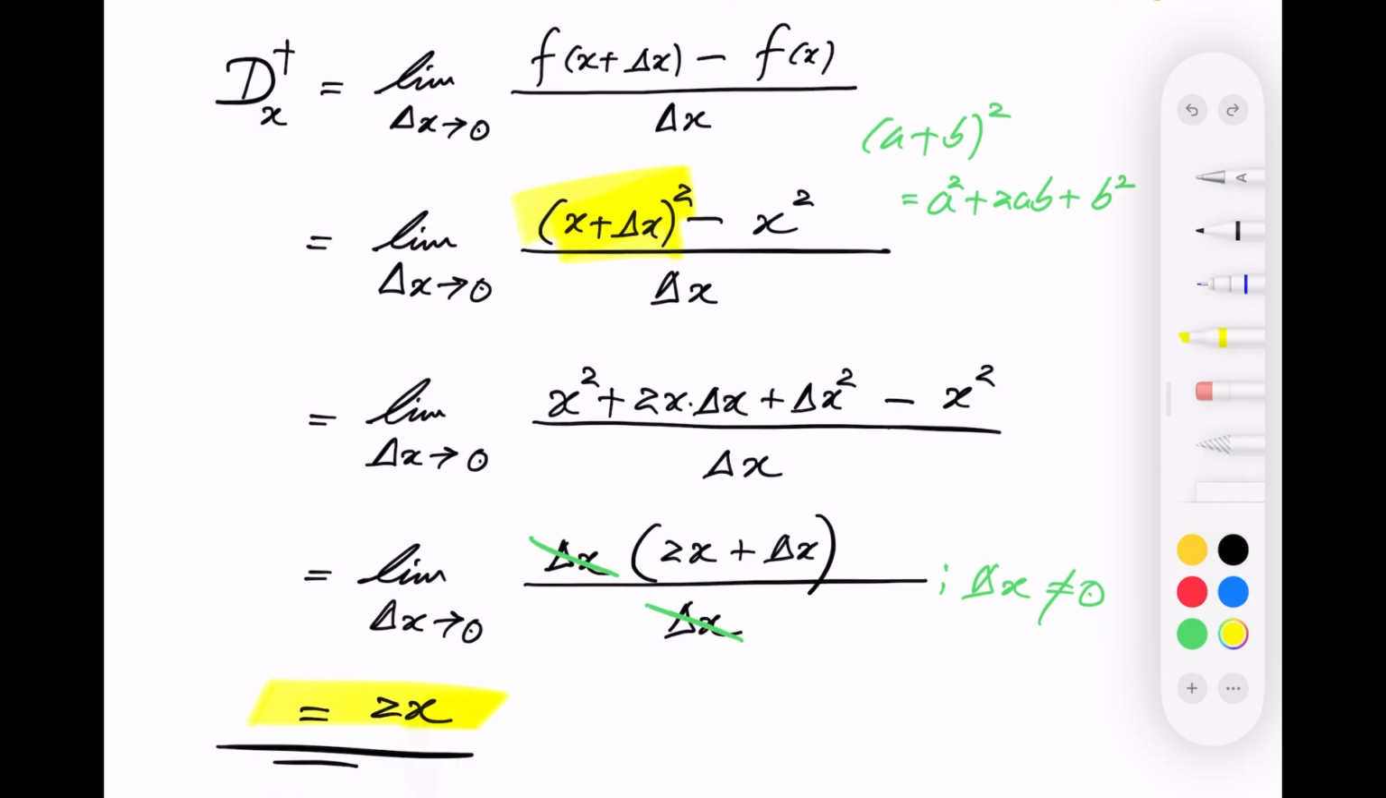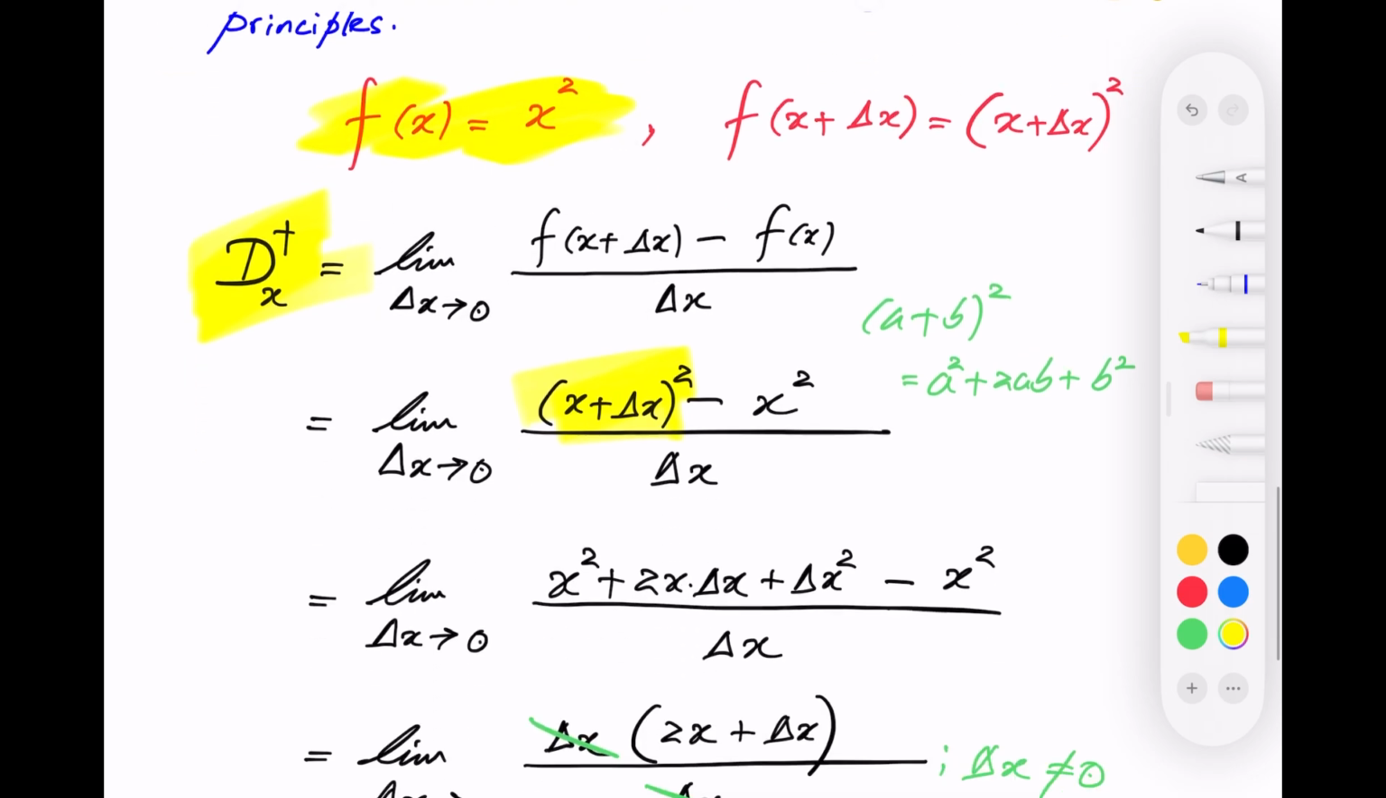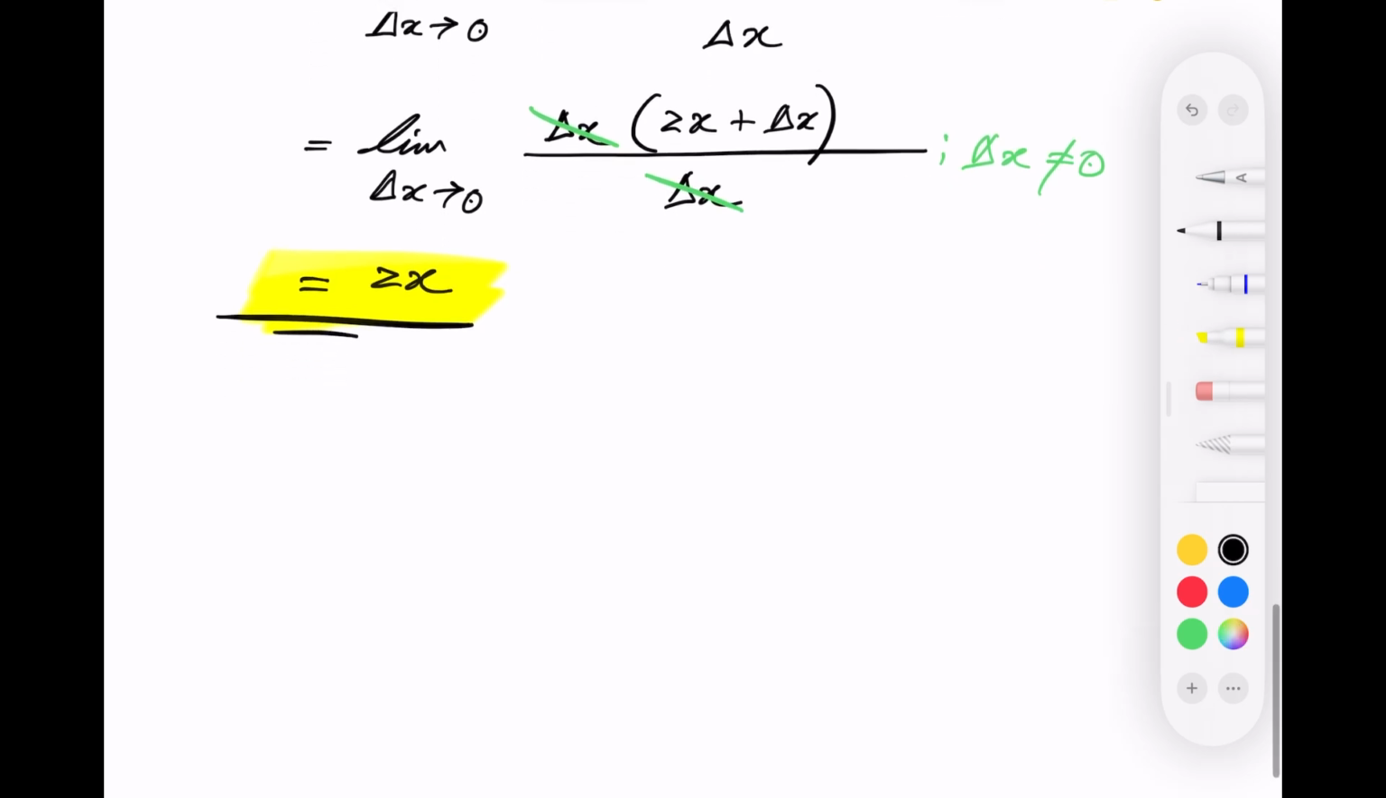Please note that we obtained this answer by simplifying the right-hand differentiability of the function f of x equals x squared. Therefore, this result can be finally written down this way. The differentiation of x squared is equal to 2x. We can write it as d by dx x squared equals 2x.